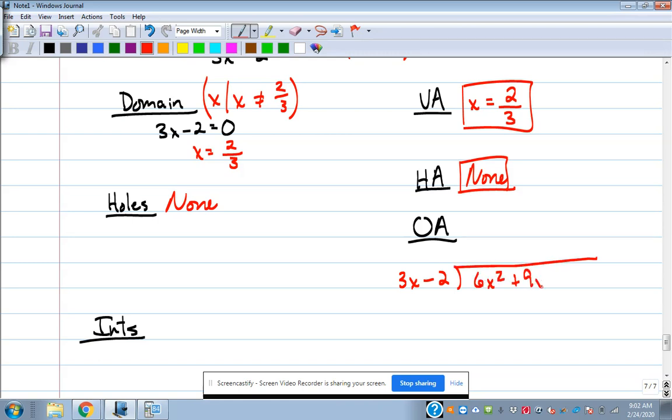So 6x squared plus 9x plus 0. Again, I'm just putting that 0 in there as a placeholder so I can line things up. What times 3x gives me 6x squared? 2x. 6x squared minus 4x. Subtract. x squareds go away. 9 minus -4 would be 13. Uh-oh. I'll do a little thinking here. What times 3 gets me 13?